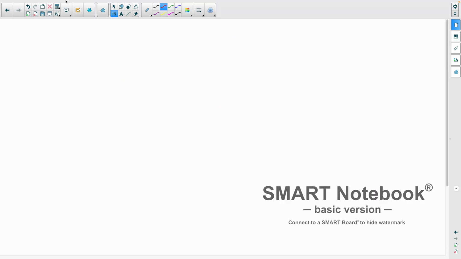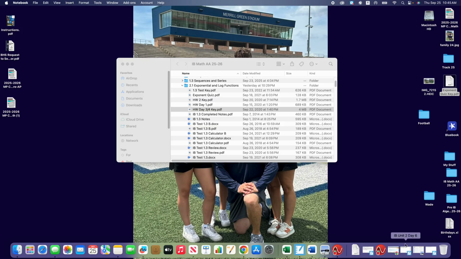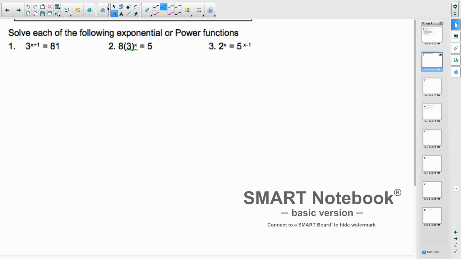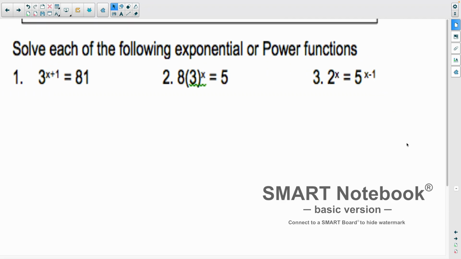Okay? All right. Here we go. Want you to take a look at this right here. We're going to solve some exponential equations now. Once you copy down 1 and 2, we're not going to do 3 today.